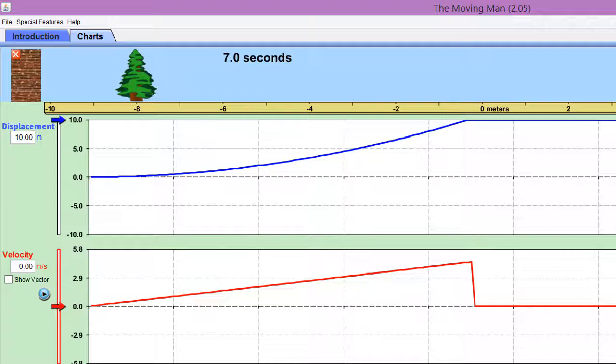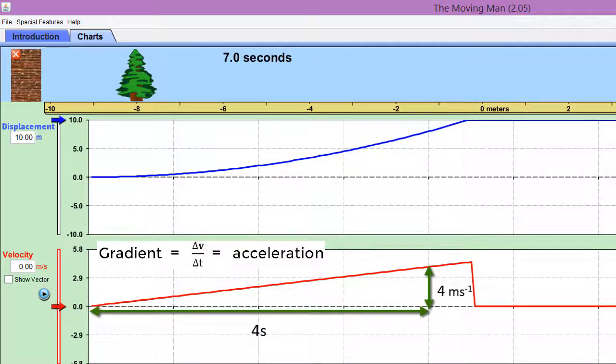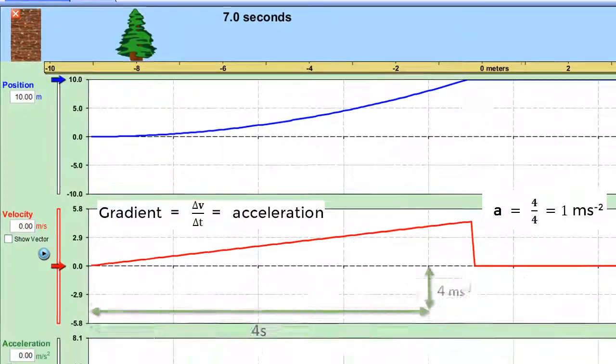The red graph shows a steady increase in velocity over time because the acceleration was constant. The slope or gradient of this graph is equal to the change of velocity divided by the time, which is equal to the acceleration. We can check this out by finding the rise over the run for the first 4 seconds. As we already knew, the acceleration is confirmed at 1 meter per second squared.